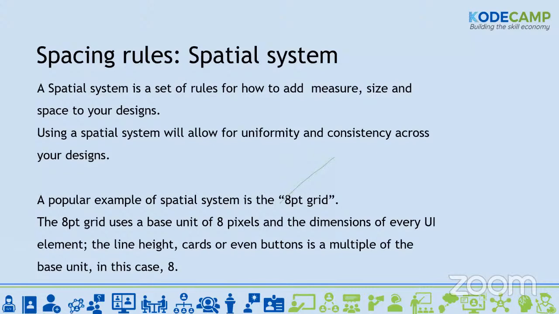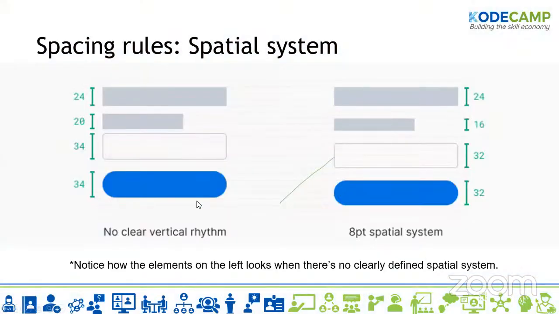But I'm going to show you guys an example so you understand what I am talking about, so it doesn't confuse you. So this is an example. Now look at the first diagram and look at the second one. I need you to take a minute or two and look at it very well and absorb this diagram. So the one on the left has no clear vertical rhythm, because you're seeing we have 24, we have 20, we have 34, we have 34.